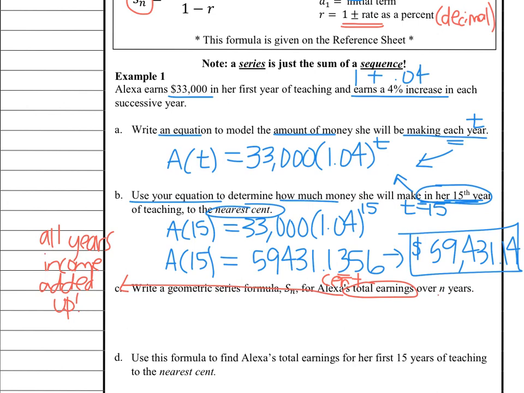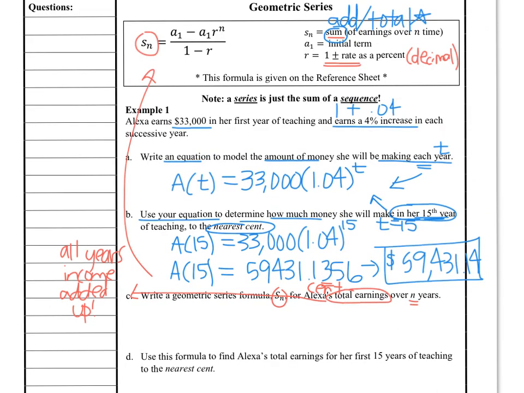Okay, so again, they want to use n. I use t in this problem, so let's just switch it over to an n. So we're going to use the geometric series formula, S of n, which is the one up here. Okay, so I'm going to zoom out. And our formula would become, again, we're just plugging and chugging, S sub n equals our a sub 1, this right here is our initial term. So her initial amount of money that she made in that first year was $33,000 minus our a sub 1 times r to the n.